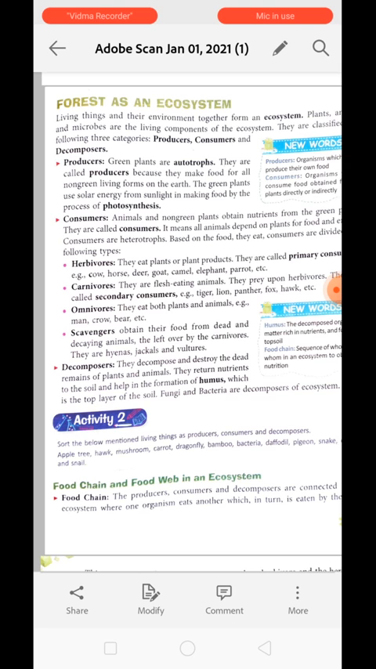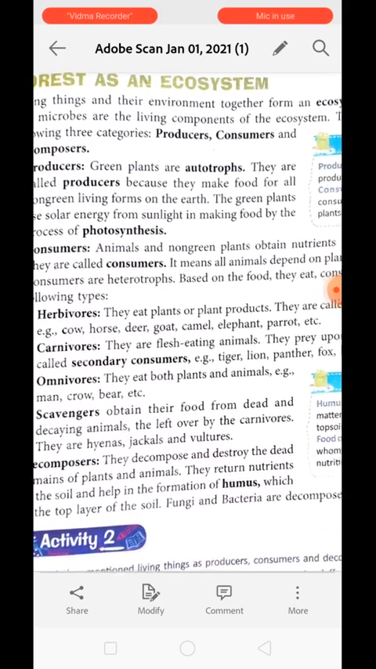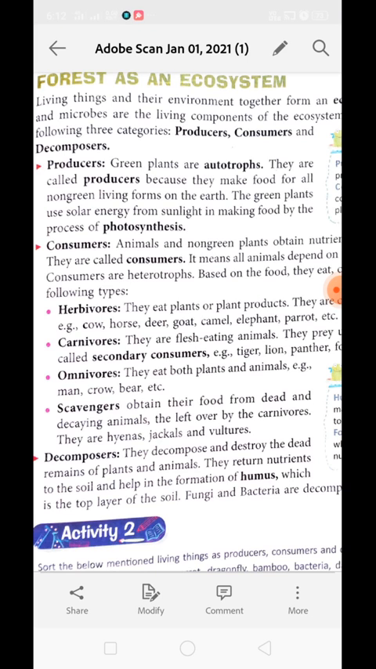They are classified into the following three categories depending upon the nature of feeding. They are known as producer, consumer and decomposer. Now, the first member of this group is producer. It is very, very important. Green plants are known as producers. Why? Because they are autotrophs in nature. Green plants are able to produce their own food by the process of photosynthesis, and that is why they are termed as producers, because they are making their food.